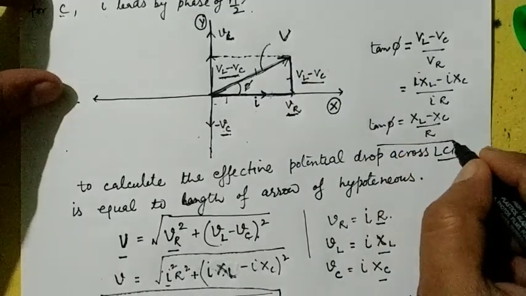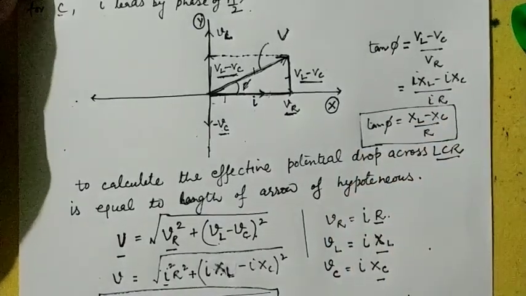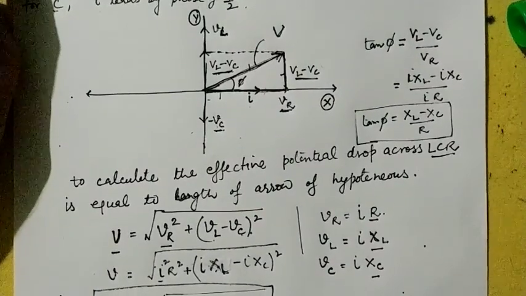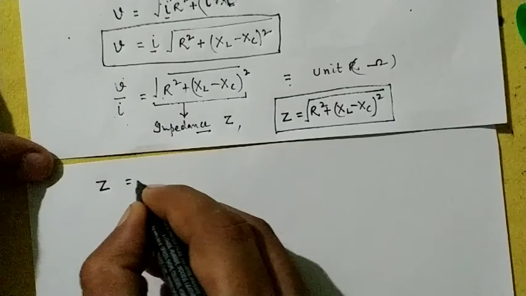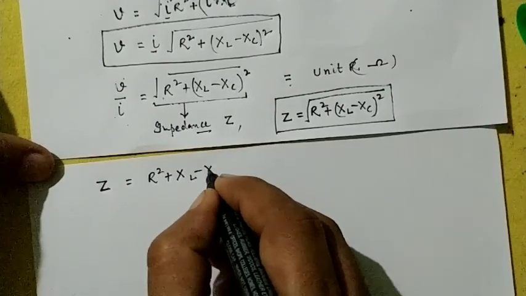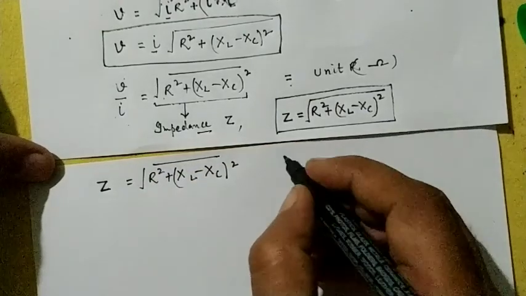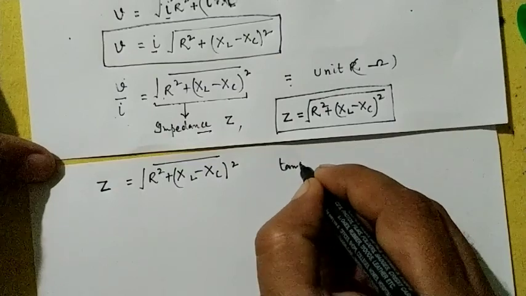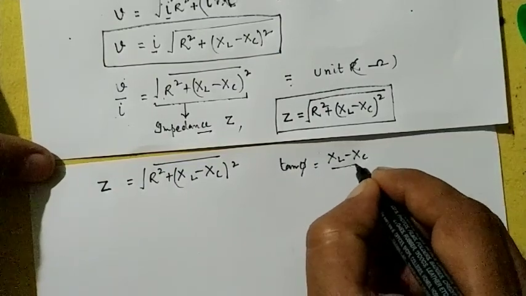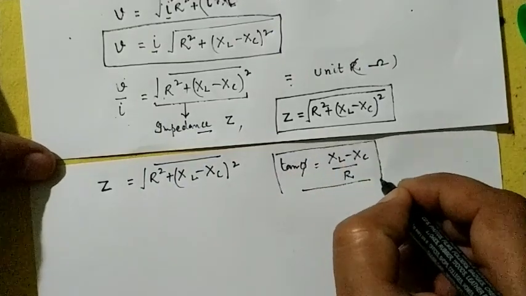So the impedance of the LCR circuit is equal to the square root of R square plus XL minus XC whole square, and the phase difference is given by tan phi equal to XL minus XC divided by R. So these are the two important formulas.